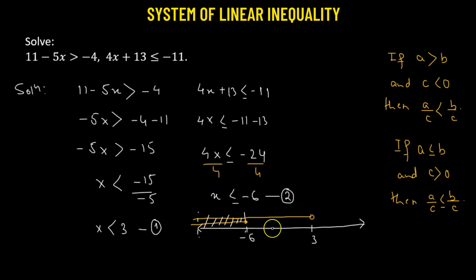And when we express this in the interval form, we have our solution going from negative infinity to negative 6. So here negative infinity by definition is unbounded, so we'll use an open interval, but negative 6 is a part of the solution, so we will use a closed interval. Hence, this is the solution to the given system of linear inequalities.